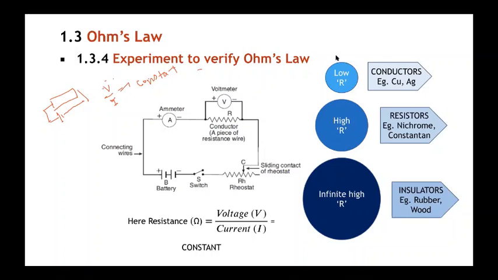So we want to verify Ohm's law, and to verify it we want this ratio to be constant. So we made this circuit. In this circuit, we have a battery and an ammeter connected to it, and this is a conductor which has some resistance. To measure the voltage we need a voltmeter, so we put a voltmeter across the resistance.